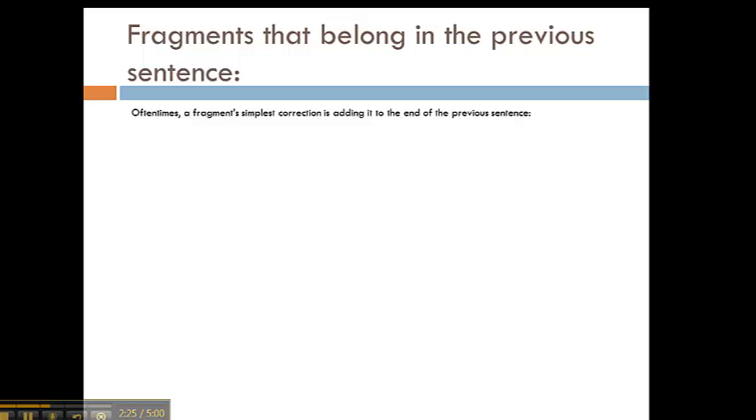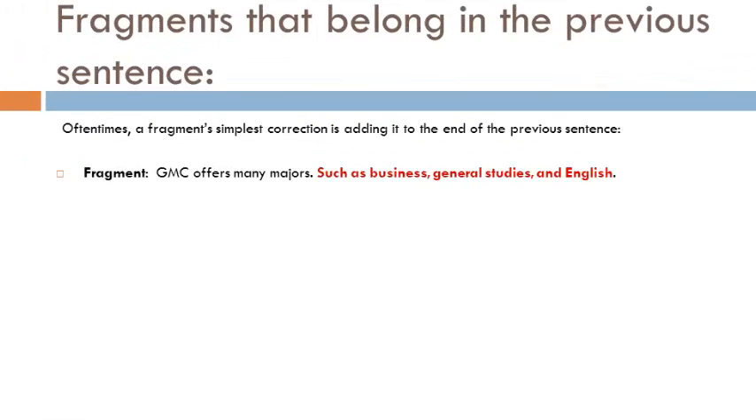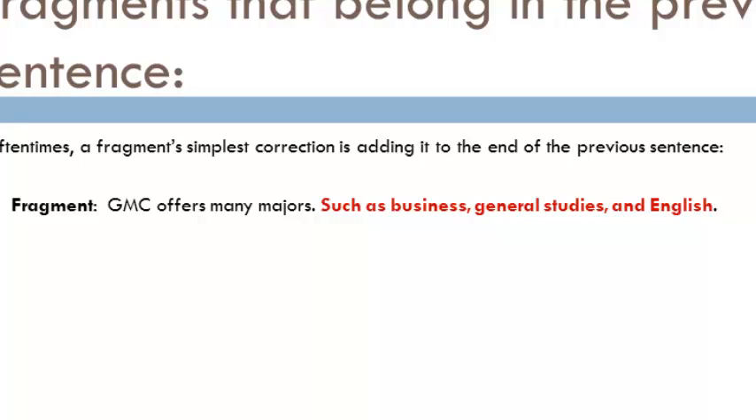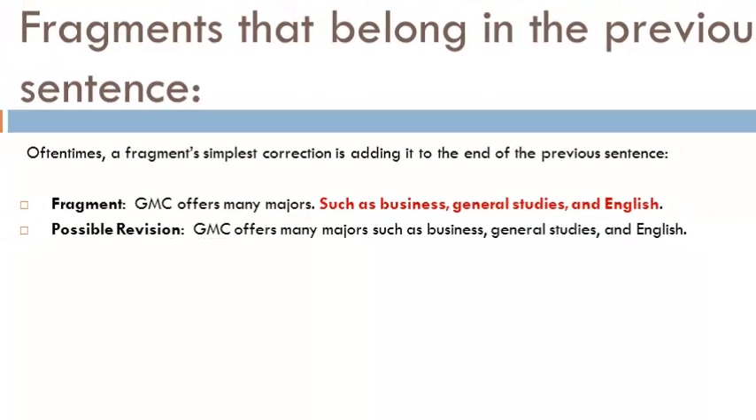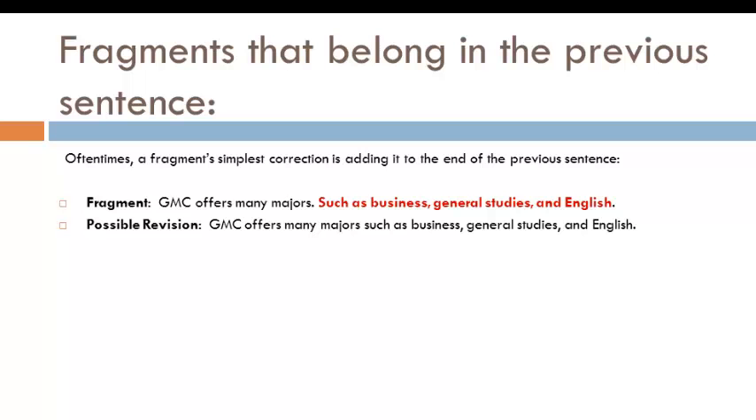Oftentimes, a fragment's simplest correction is by adding it to the end of the previous sentence. I think a lot of times students get nervous, especially if their sentences begin to become long, and they want to stop a sentence and begin a new one, but sometimes that's just not the right thing to do. Look at this. "GMC offers many majors." That's a fine sentence all by itself. But as soon as you add the second part, "such as business, general studies, and English," you'll notice that that red part is not a complete sentence. Well, the quick and dirty correction for that is just add it to the end of the previous sentence. "GMC offers many majors such as business, general studies, and English."